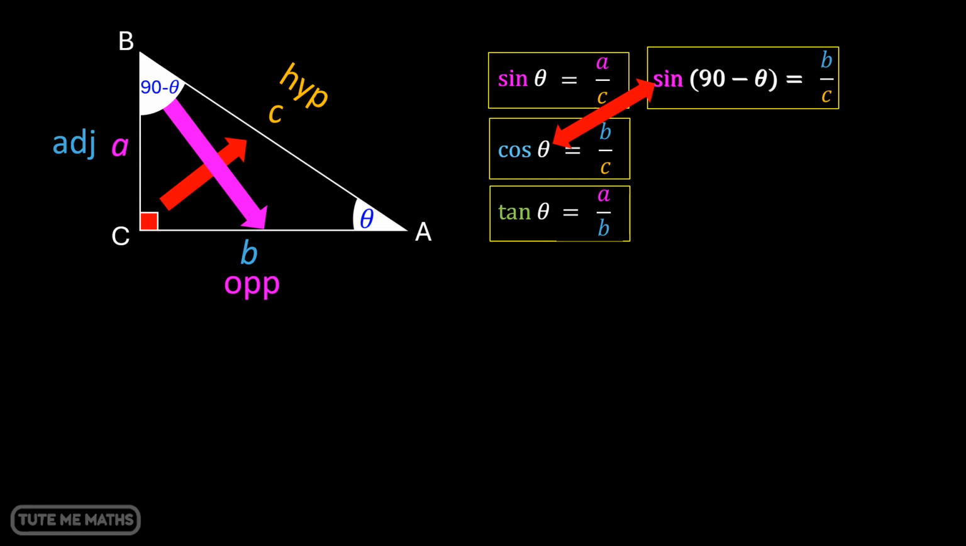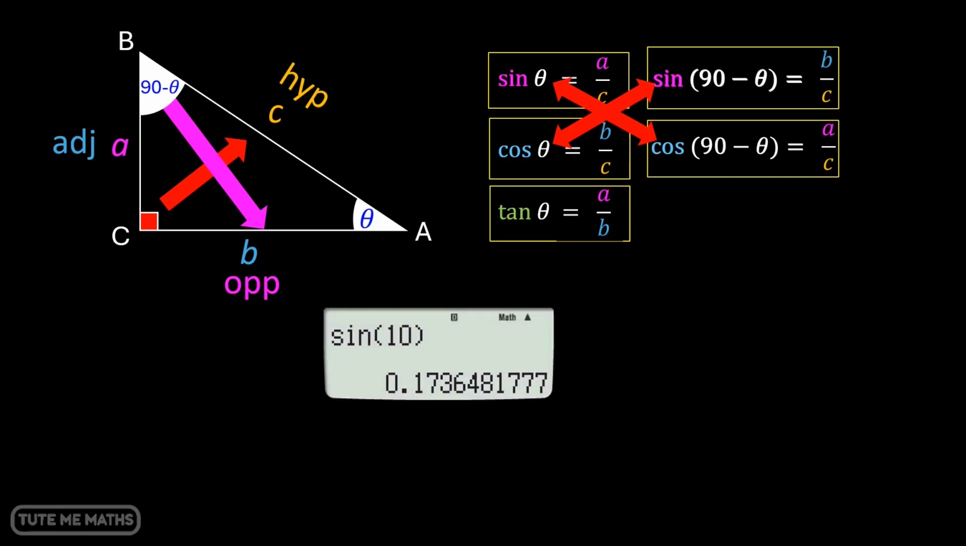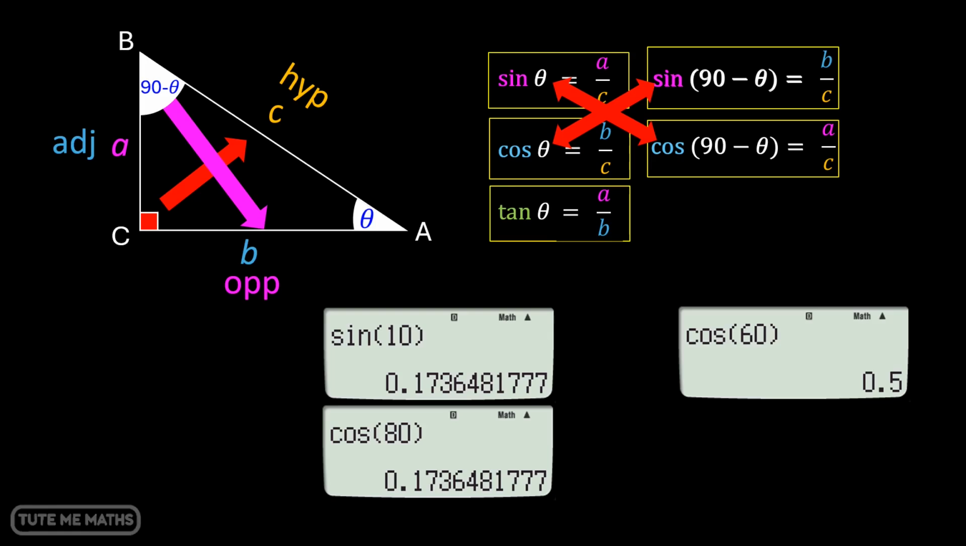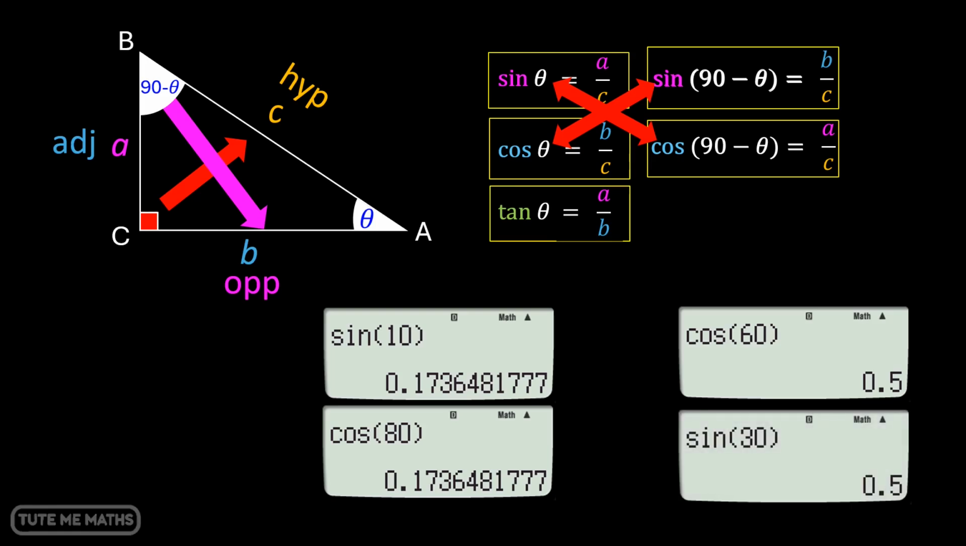Thus, as expected, we find that the cosine of 90 minus theta is the same as sine theta, being a over c. To clarify further, because cosine is complementary to sine, its ratio values are identical to the sine ratio of the complementary angle. Any two angles that add up to 90 degrees will have identical values when comparing the sine of one to the cosine of the other. For example, sine of 10 degrees must be the same as cosine of 80 degrees, or cosine of 60 degrees must be the same as sine of 30 degrees. And so on.